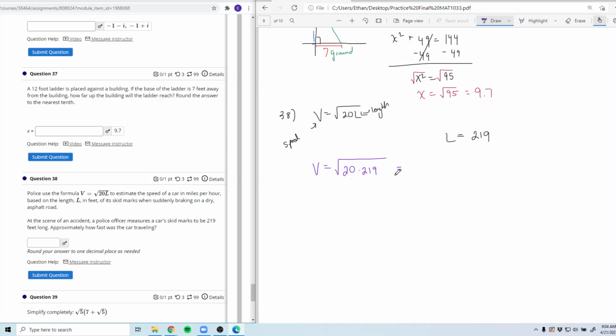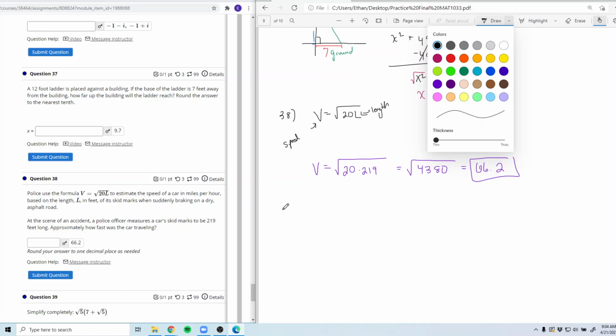What I recommend is multiplying these two numbers first. 20 times 219. They're inside the square root. We got 4,380, and we want to do the square root of that. Square root of 4,380 is about 66, and it says round your answer to one decimal place, 66.2. And if we go ahead and look at that, there we go, 66.2.